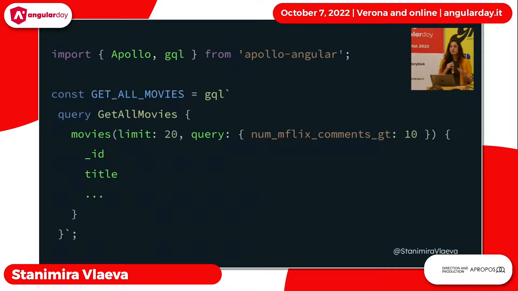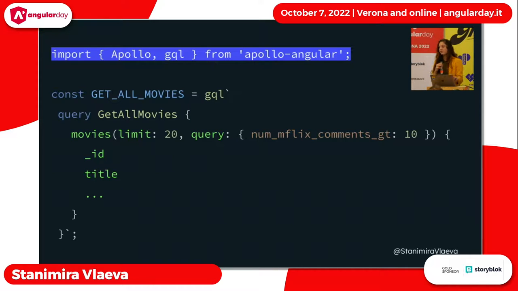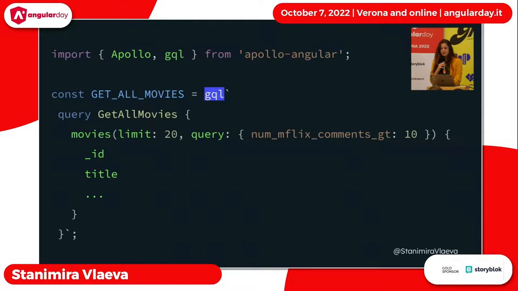All right, so first, we want to fetch all the movies that we want to show in the movies list page. In order to do that, I need to import the Apollo service from Apollo Angular and also GQL, which is going to give me some highlighting for the actual query that I wrote here. Then I need to prepend this string with GQL. And inside it, I can define this actual query. So it might look like a string, but it has syntax highlighting and autocomplete. So it's actually pretty nice to write.